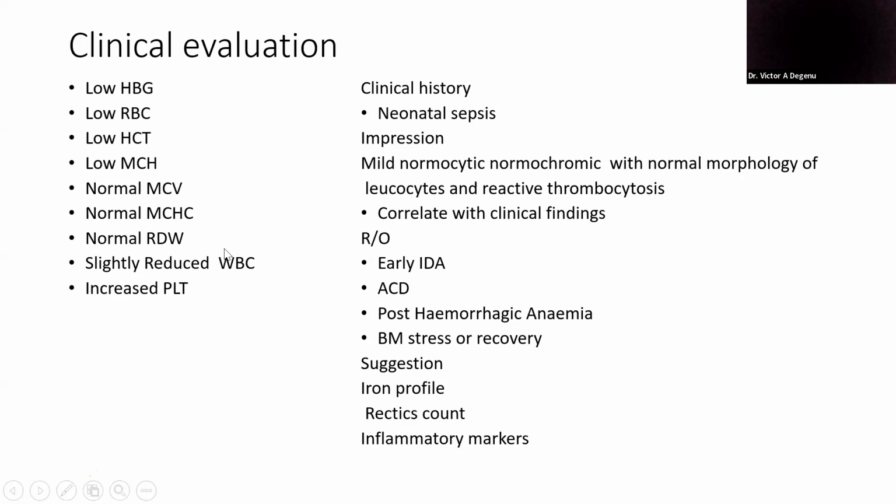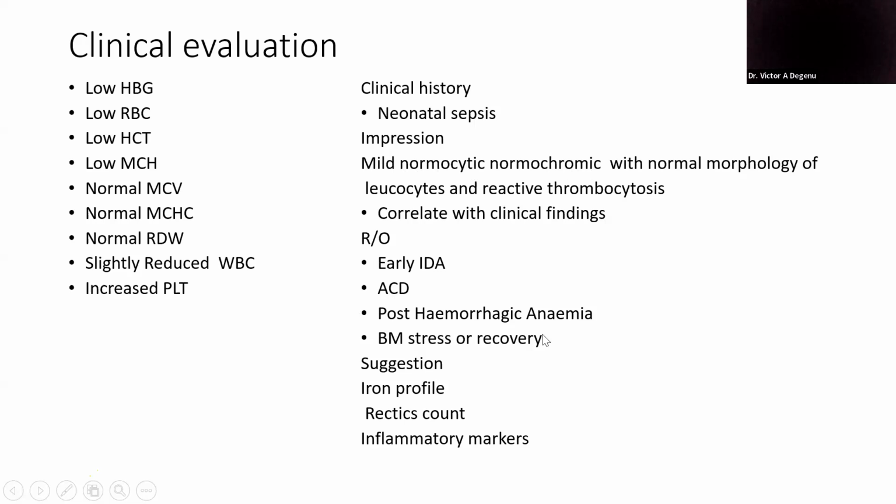Then you may say rule out early iron deficiency anemia because it's mild. The normocytic normochromic picture is mild. It could be that iron deficiency is happening, but that is the early onset of iron deficiency. Then you may have anemia of chronic disorder. Anemia of chronic disorder presents normocytic normochromic reactions on the film.